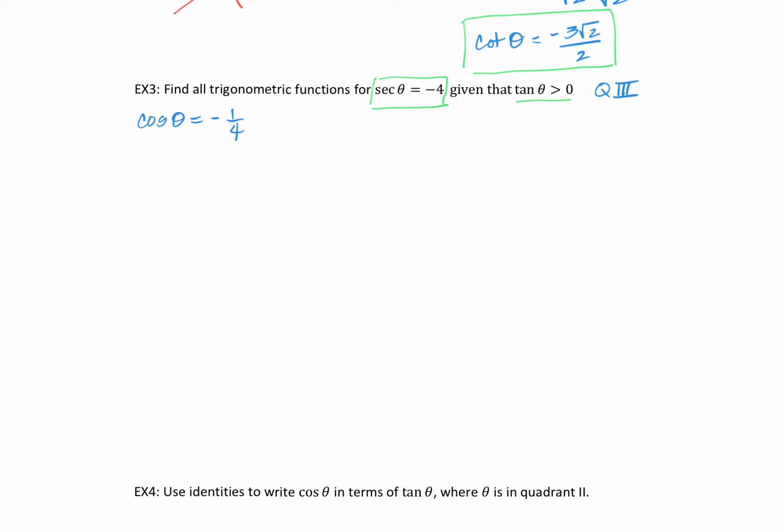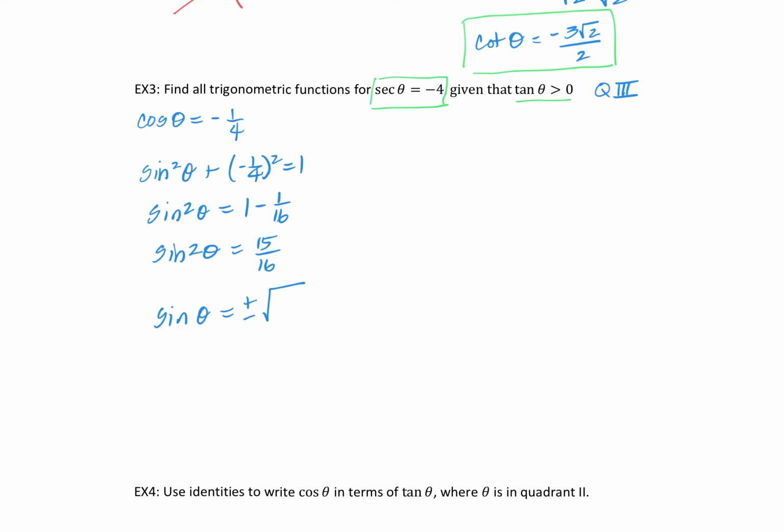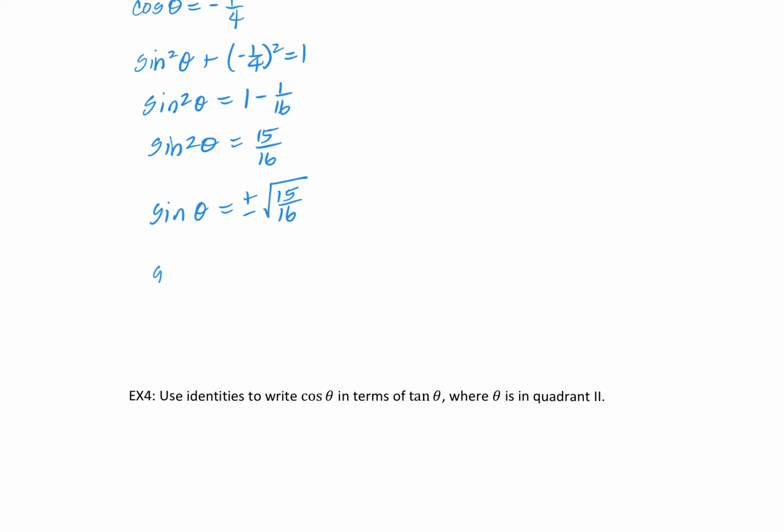And now I'm stuck. So I'm going to go back to my identities. I do have cosine, so I could find sine by using sine squared of theta plus cosine squared of theta equals 1. So that's going to be -1/4 squared. And then solving here, we have 1 minus 1/16. It looks like sine squared is equal to 15/16. So I need sine, not sine squared. Now, normally I would put a plus and minus and the square root of 15/16. But we're in quadrant 3, so I know in quadrant 3 sine is negative, which means my sine of theta is going to be the negative choice. And simplifying, I have negative square root of 15 over 4.